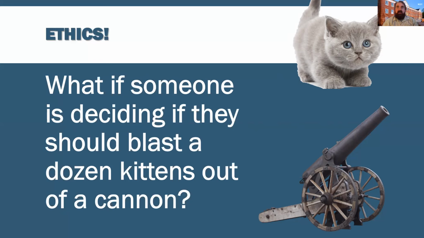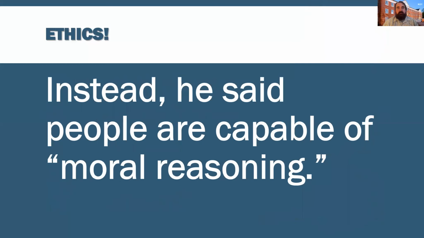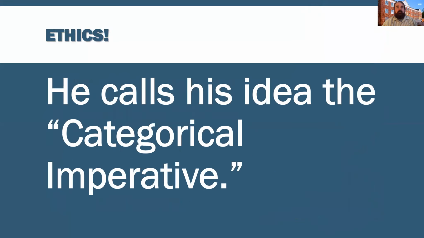His thing was like, hey, no, there are some things which are wrong no matter what the action is. You can't put a golden mean in the middle of something that is inherently unethical. So instead, he says people are capable of what we call moral reasoning, and that this concept, that humans have the capacity for moral reasoning, is what we call the categorical imperative. It was his big contribution to the idea of ethics, the categorical imperative.